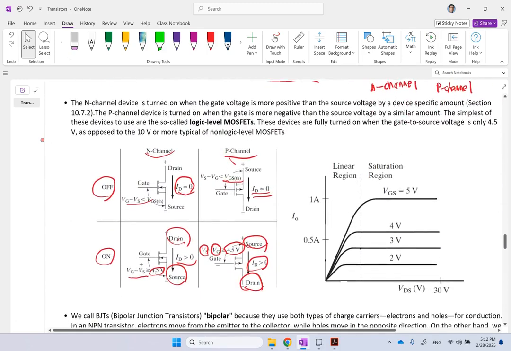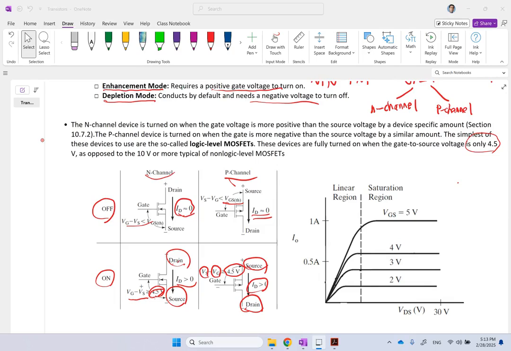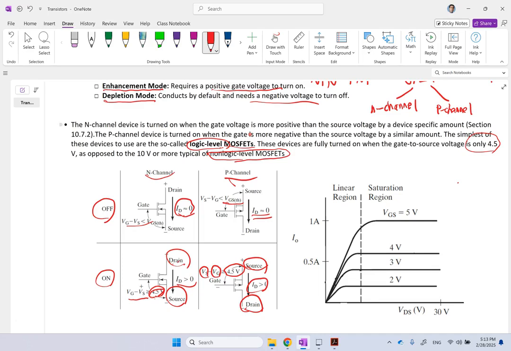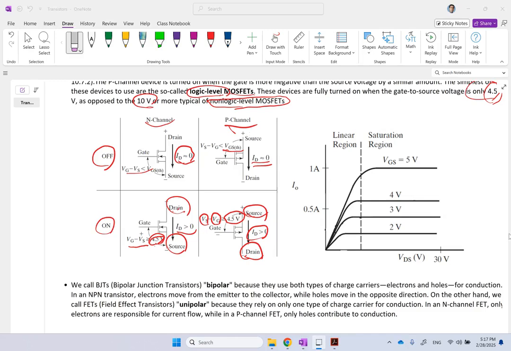Now, here, these MOSFETs also, they have a logic level MOSFET and a non-logic level MOSFET. In logic level MOSFETs, the voltage that you need is 4.5, but in non-logic MOSFETs, the voltage that you need should be 10 or more. Another difference that these FETs or MOSFETs have with respect to the BJTs is their current voltage diagrams.